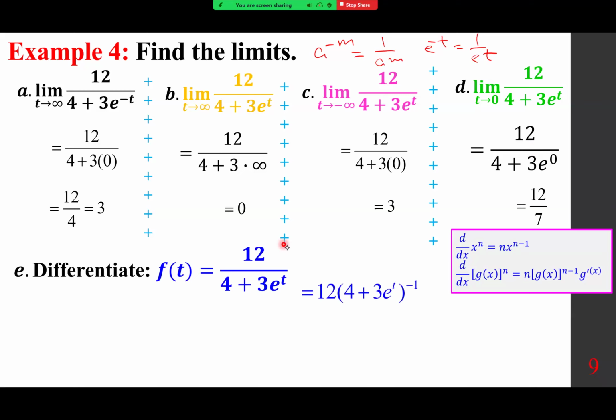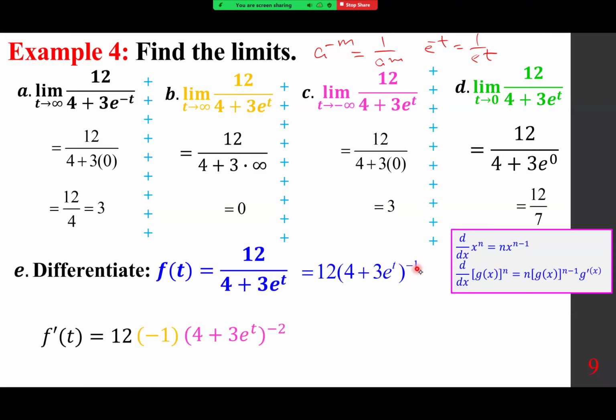To differentiate this, we bring the bottom up. So f prime is 12 times negative 1 times the same thing to the power of negative 1 minus 1 or negative 2. We are looking at extended power rule. And by the chain rule times the derivative of the inside, which is 3 to the power of t. When we put this together, 12 and negative 1 minus 12 and 3, negative 36 e to the power of t. This goes down, becomes positive as far as the exponent is concerned.